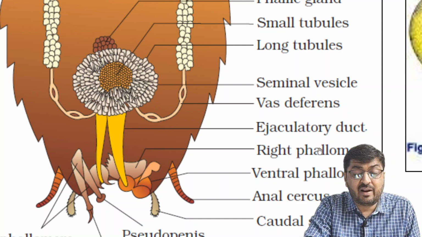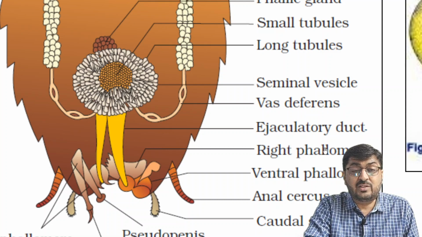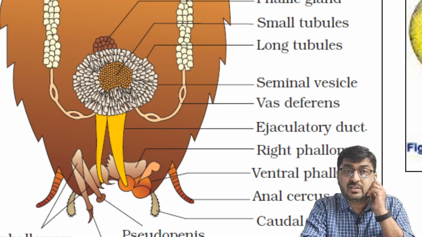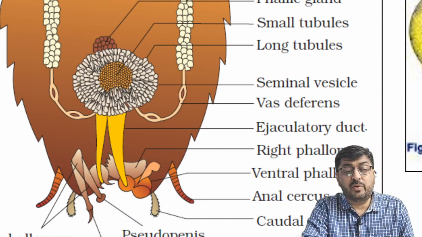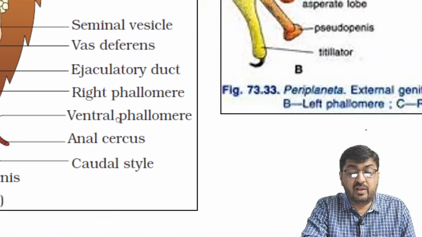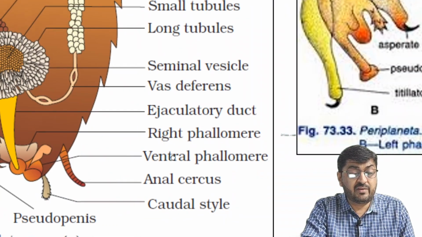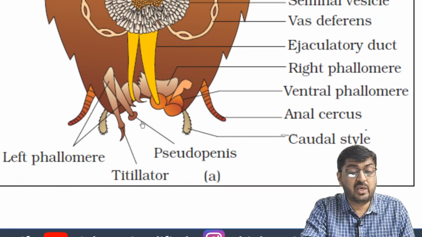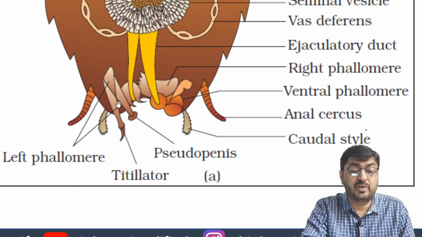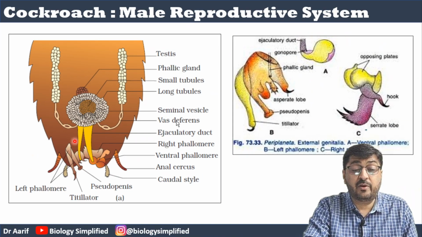What is it labeled as? Right phallomere. Right. So wherever the teeth-like structure is written down, that should be the right phallomere. Look at the left phallomere. The left phallomere has got this V-shaped structure here, the pseudopeniscent titillator. Can we see that here? Yes, so the mark here is the pseudopeniscent titillator. That should be easy to identify the left phallomere, right?